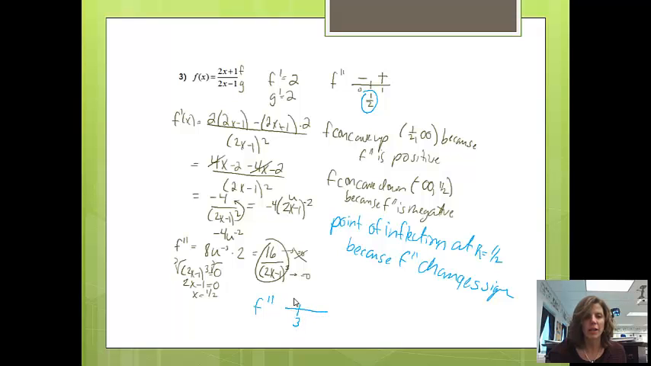Okay, one real quick thing I'm going to point out: if my f double prime chart looked something like this, and there was a negative and then a negative, what I would do on this one, I would say there are no points of inflection, and that would just be because f double prime does not change sign. Something might be happening at 3, but this graph is staying concave down the whole entire way. So hopefully now you know how to find points of inflection using the second derivative test.